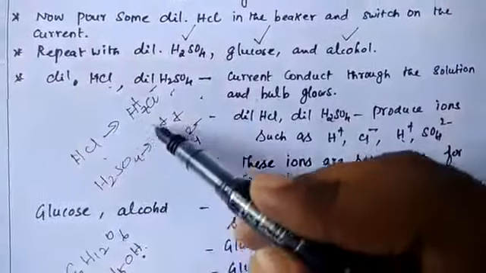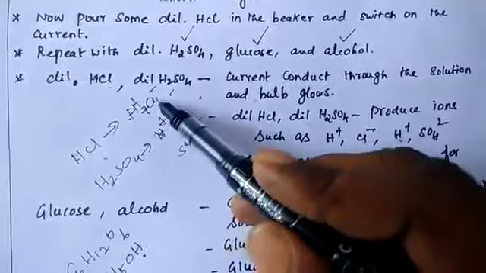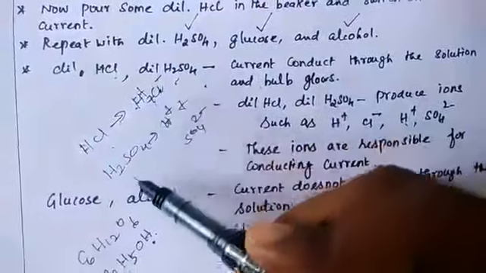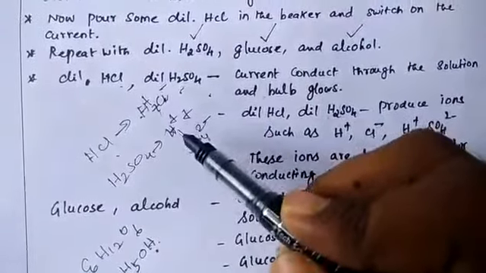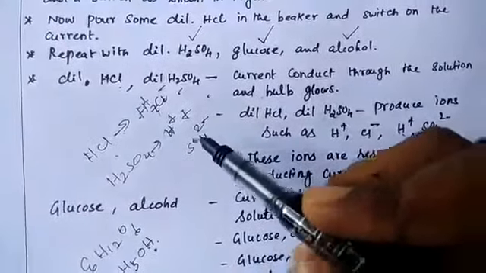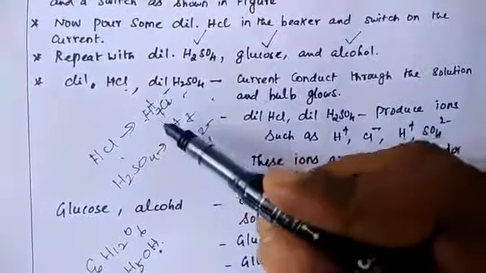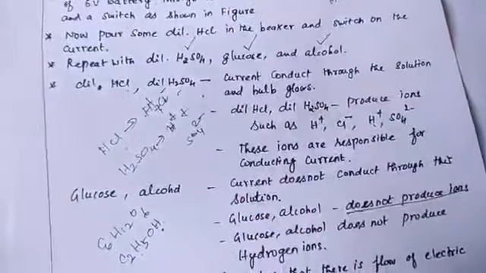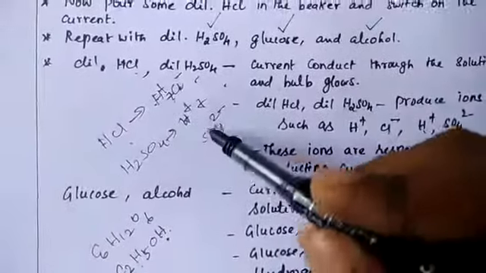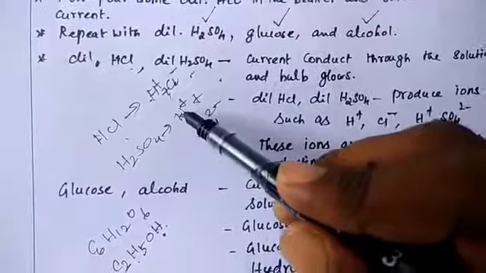Hydrochloric acid, when dissolved in water, produces H plus ions and Cl minus ions. Sulfuric acid produces H plus ions and sulfate ions. So these two acids commonly have H plus ions present. So all acids generate H plus ions.